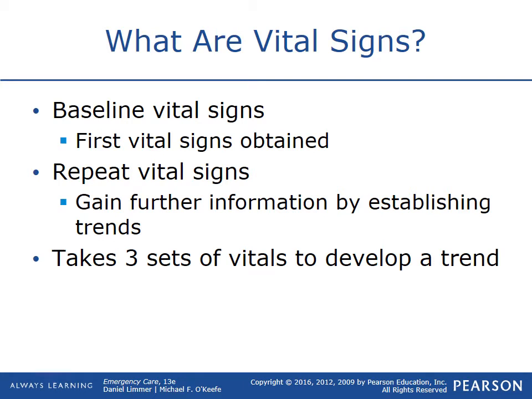You need to repeat those vital signs. Generally, we go for 5 minutes for an unstable patient, 10 minutes for a stable patient. But it takes 3 sets of vital signs to develop that trend. Because that first time you took the blood pressure, you may have been off a little bit, or that second time you may have been off a little bit. So if you can consistently see changes throughout 3 sets of vital signs, that therein determines that there is a trend.